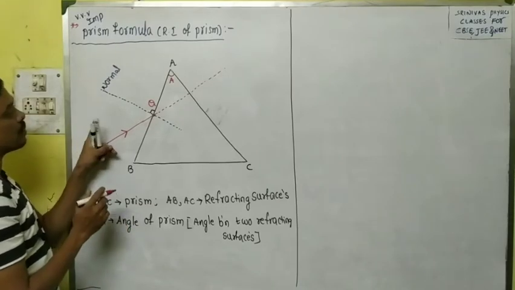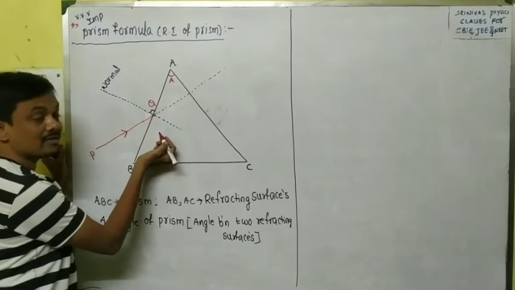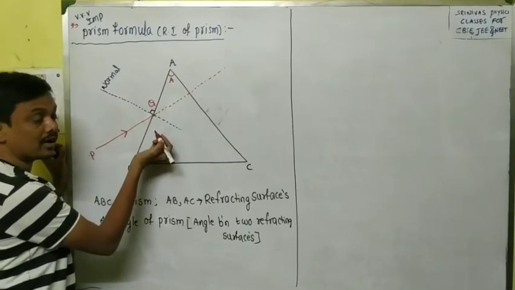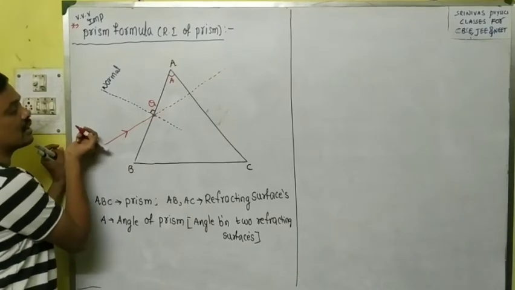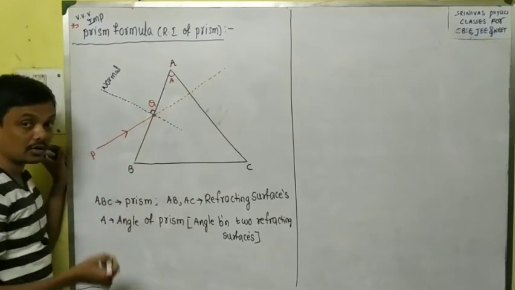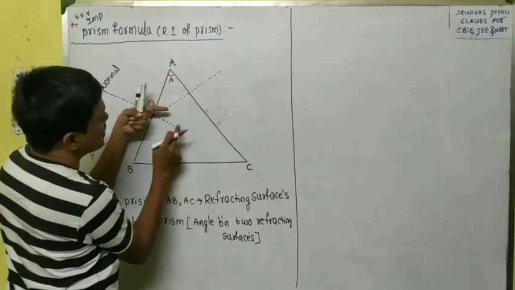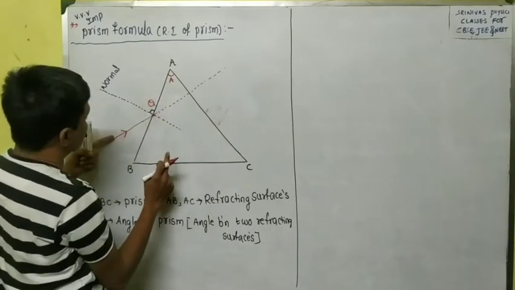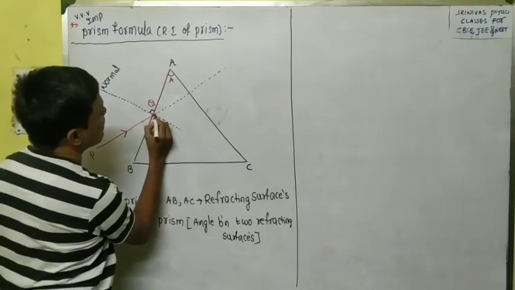Because it is moving from a rarer medium to a denser medium. The prism is made of glass, crown or flint glass, and it is placed in air. That's why the light is traveling from air to glass. This is rarer to denser, so it will bend towards the normal. It will bend this side, towards the normal. From the actual path it will bend, and it will travel like this.